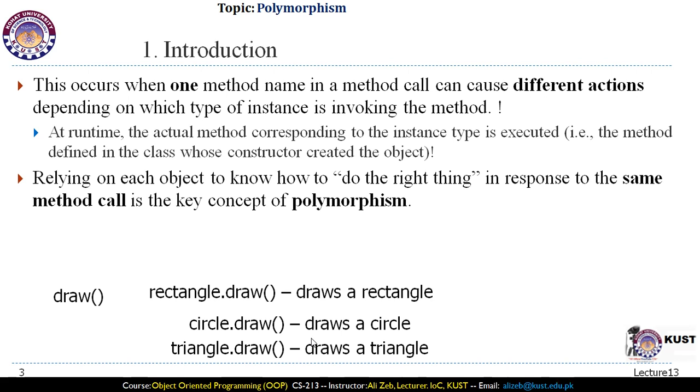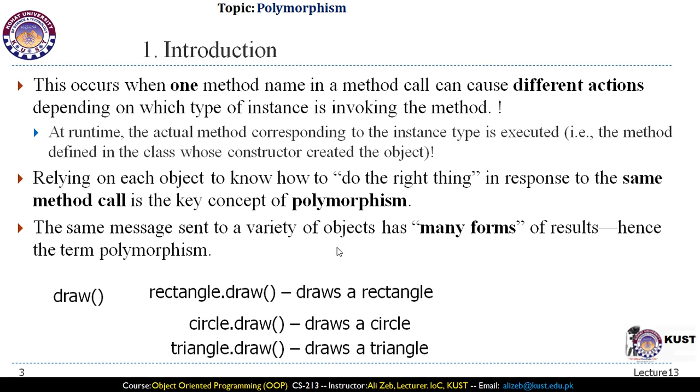But we can see that the behavior of the draw method is changing at runtime, and this is the whole concept of polymorphism, where the behavior of our code can change at runtime. In this case, that is the method call that is changing at runtime. The same message sent to a variety of objects has many forms. For example, we are calling the draw method 3 times, and each time the same draw method gives us a different result. Same message sent to a variety of objects has many forms, and hence the term polymorphism, where poly stands for many and morphs stands for forms.